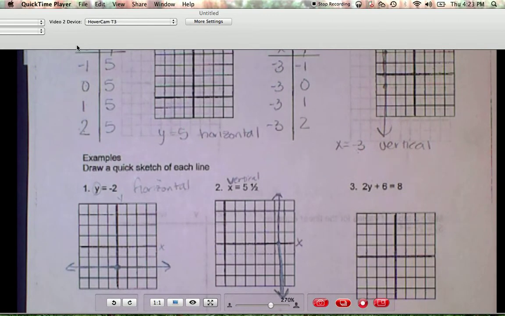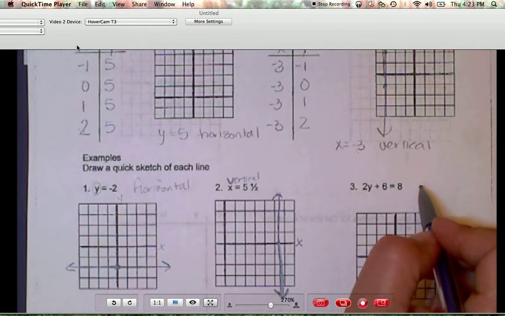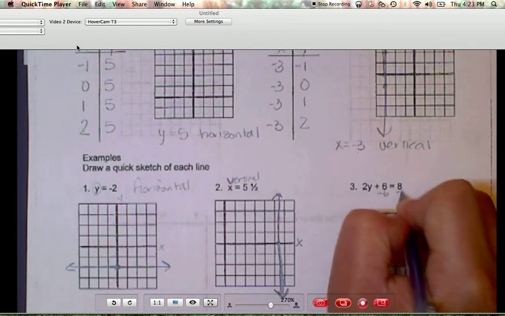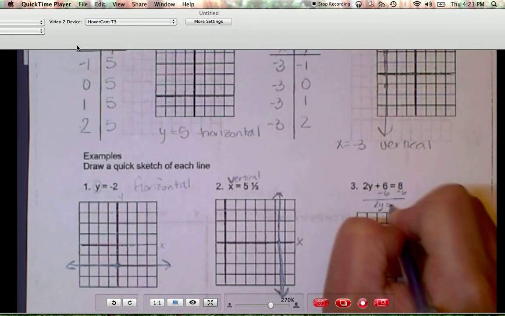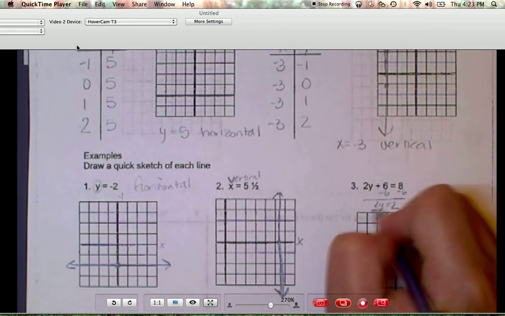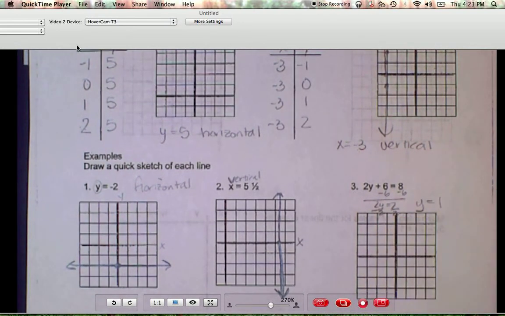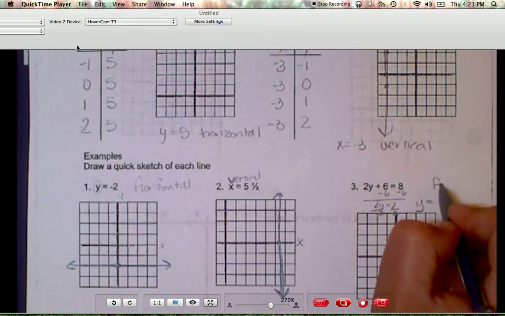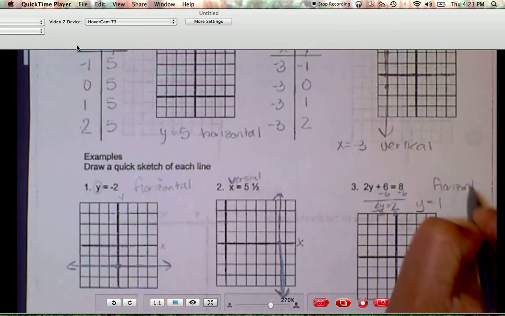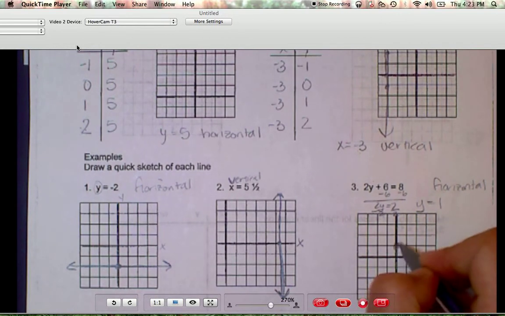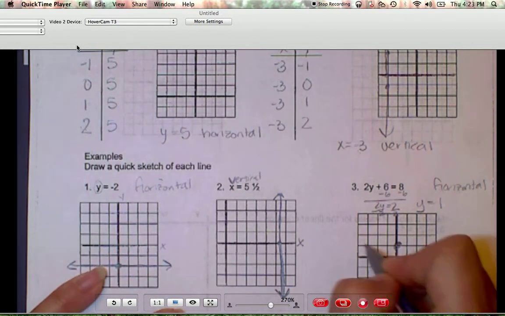So in number 3, I see right away there's only one variable, it's y. I have to get that y alone. So we subtract 6 first. We get 2y equals 2. Divide everything by 2. Sorry, I'm squishing a little. And we get y equals 1. Y equals, flip it upside down, gives us a horizontal line. So on the y-axis, find where y equals 1 and draw a horizontal line through it.